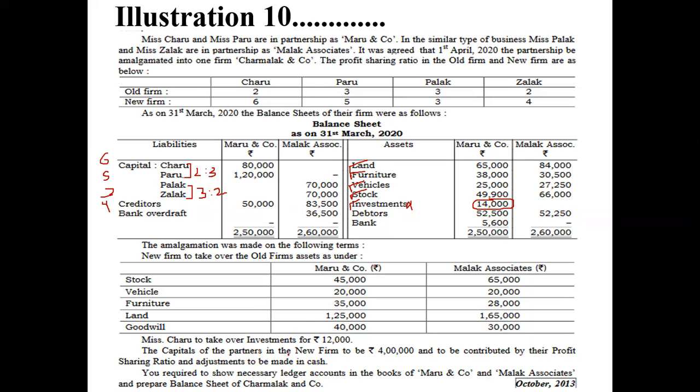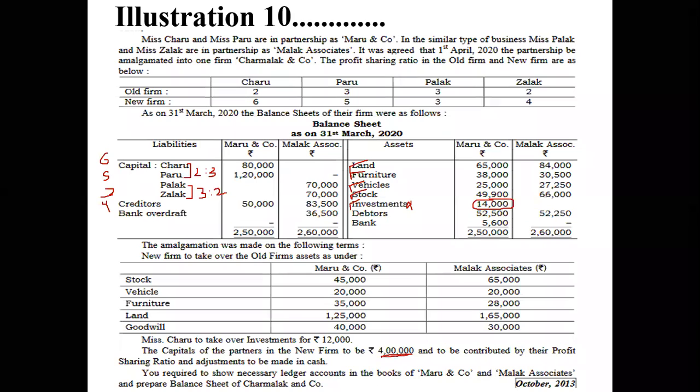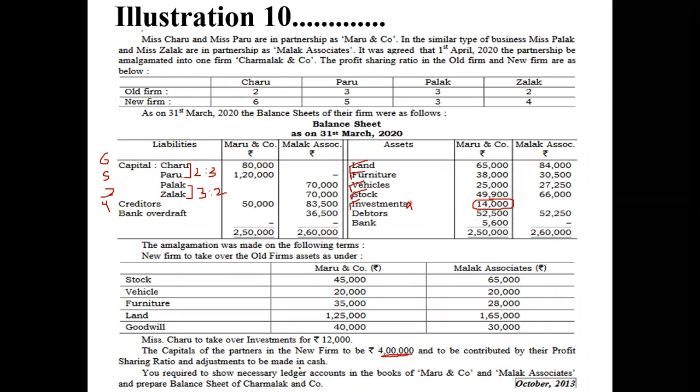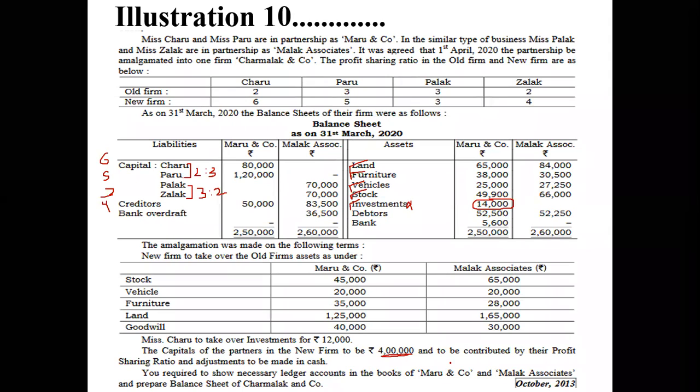The capital of the partners in the new firm is to be rupees 4 lakhs. So this amount is fixed and to be contributed by their profit sharing ratio, and any adjustment to be made in cash. We don't have a cash account, we have a bank account. So there is a bank overdraft, so we will go with bank overdraft. One has a bank account and one has a bank overdraft, so we will do it accordingly. You are required to show the necessary ledgers in the books of Maru and Company and Malak Associates and prepare the balance sheet of Char Malak Company.